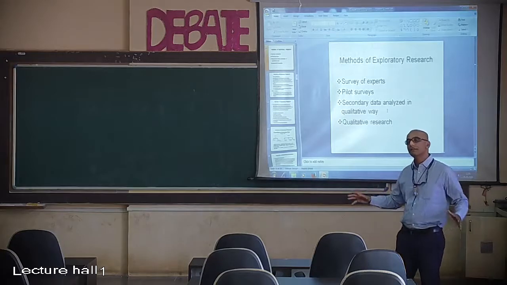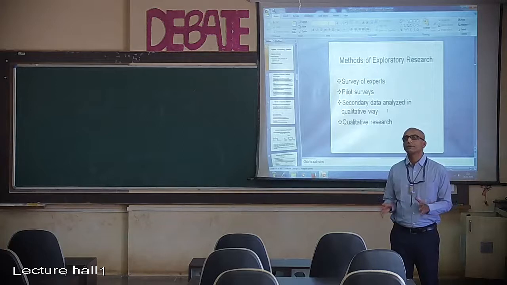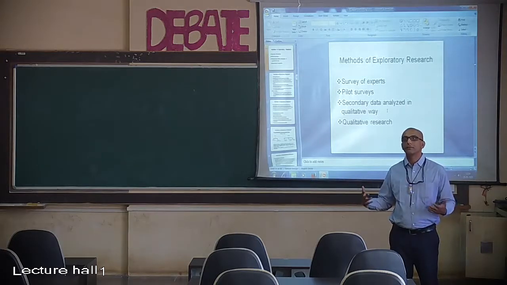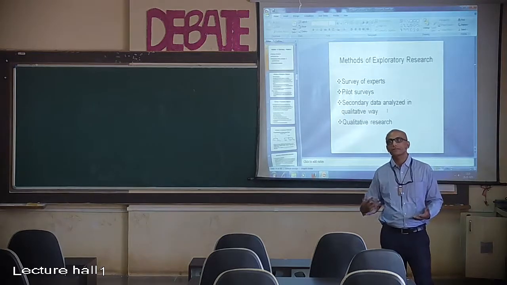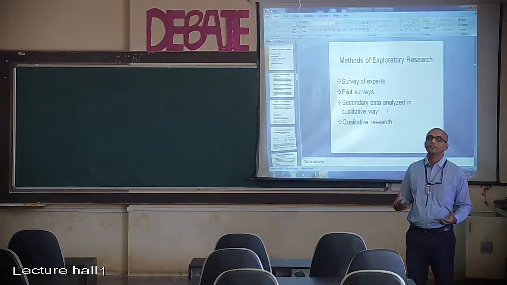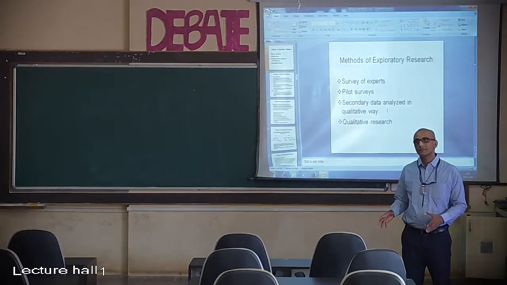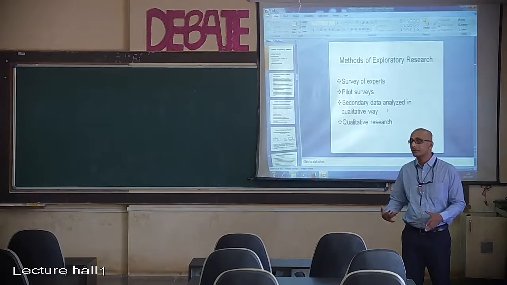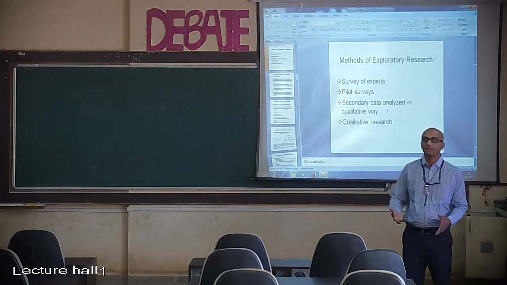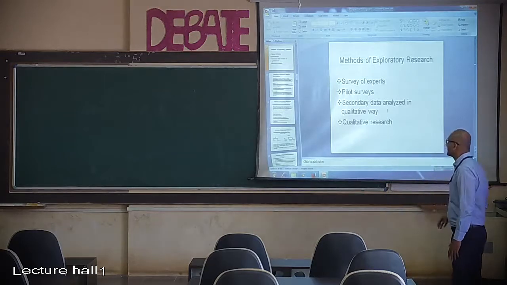So before doing a bigger research, you do a small research. Before doing a bigger research where you have to collect information from about 5,000 to 6,000 people, you conduct the research for 50 people and try to understand whether you are going in the right direction or not. You can change the questions, change the subject, increase or decrease the questions, or even instead of a Likert scale, you can make it dichotomous and things like that. That is what pilot surveys are used for.